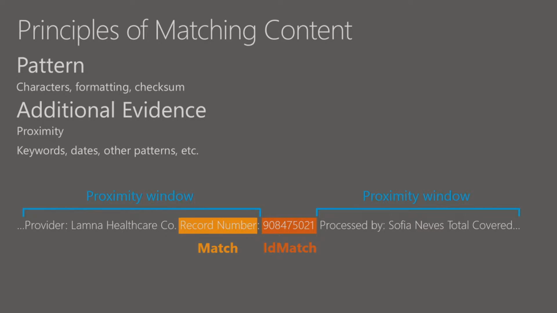Now, when we define our sensitive information type, that's done in XML. So we need some objects in our XML to map back to these principles. The first is the actual number itself. In the XML, we'll call that an ID match. And all of the supporting evidence, corroborative evidence, we're going to call those match objects.